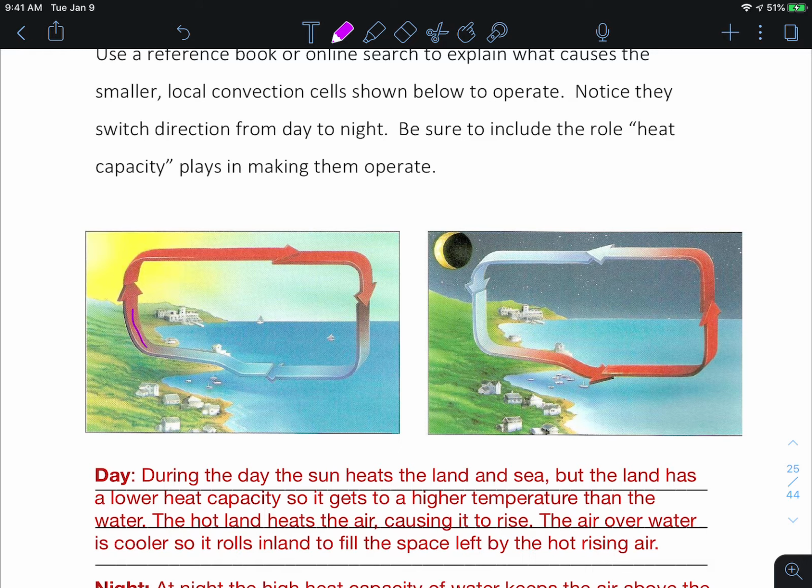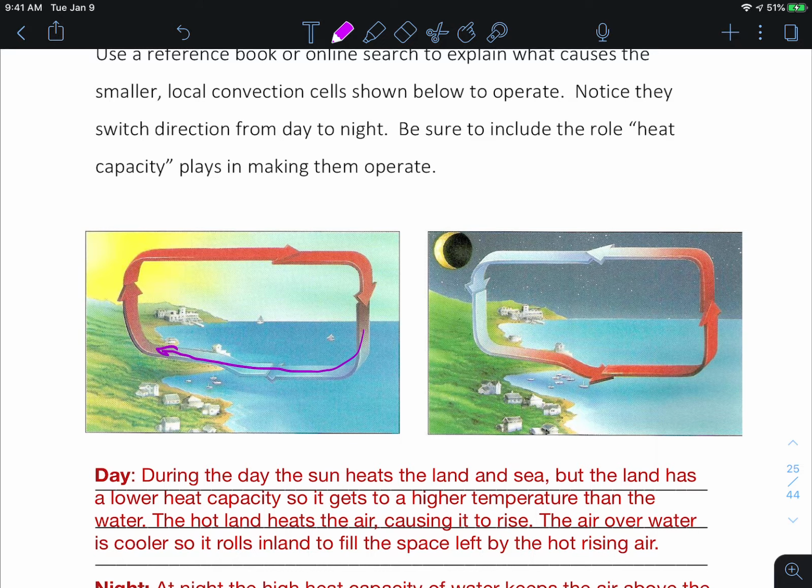Now this rising air above the hot land will rise up into the air, and then it will descend upon the water where the air is cooled by the colder water. And so the energy of those air molecules will move from hot to cold. So the hot air will move over to the cold water and descend. And then the cold air over the water will move inland.